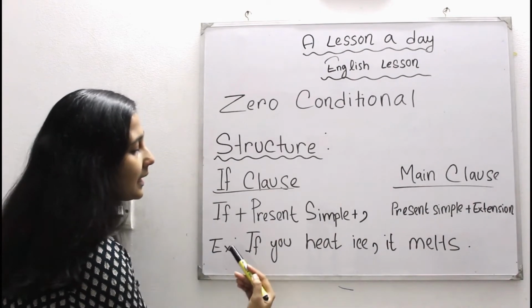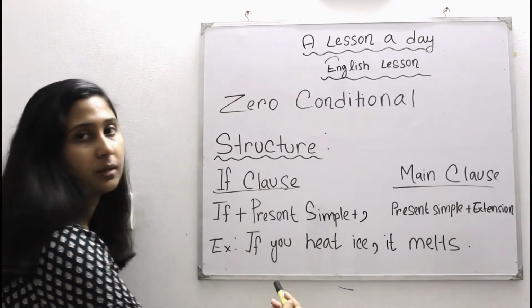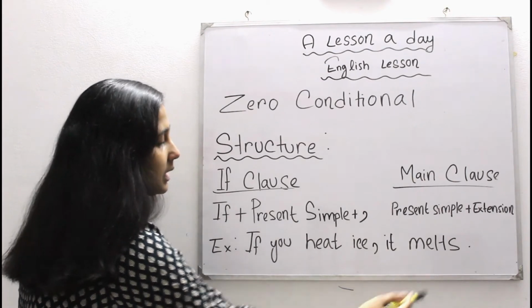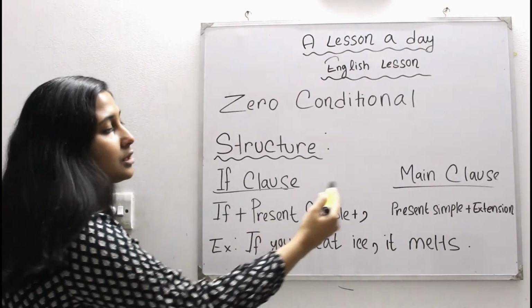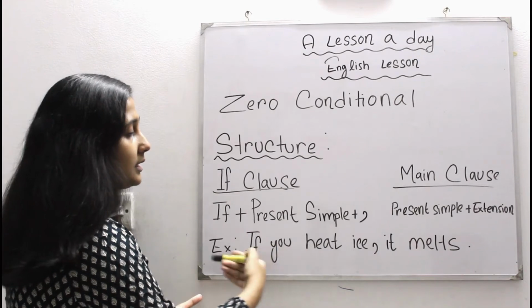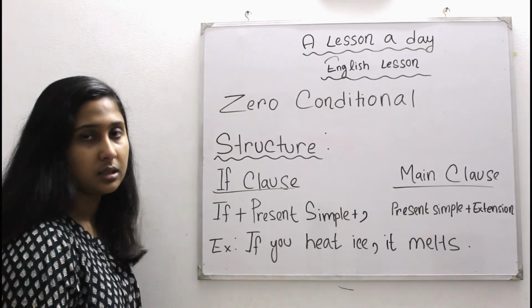Now here is an example of zero conditional. For example, if you heat ice, it melts. As you can see, it is following the structure of zero conditional, and this sentence is a fact.